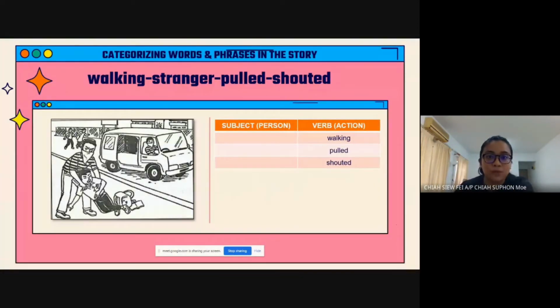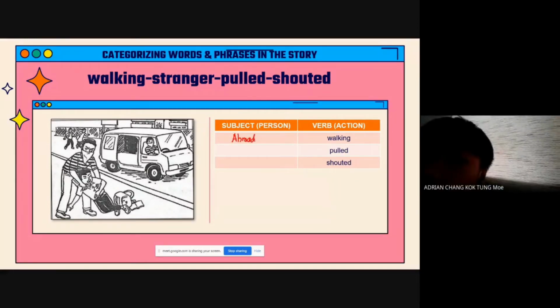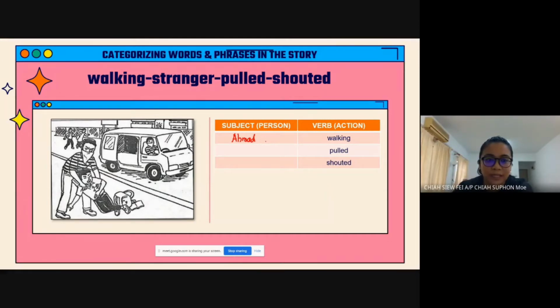Okay, categorizing words and phrases in the story. What do I mean by categorizing words? We have to decide clearly who is the person doing all the action. Let's say walking. Who is walking? We have already given our characters the names, right? Ahmad. You can also include Lisa and Farid, but here we are focusing on the main character, which is Ahmad.